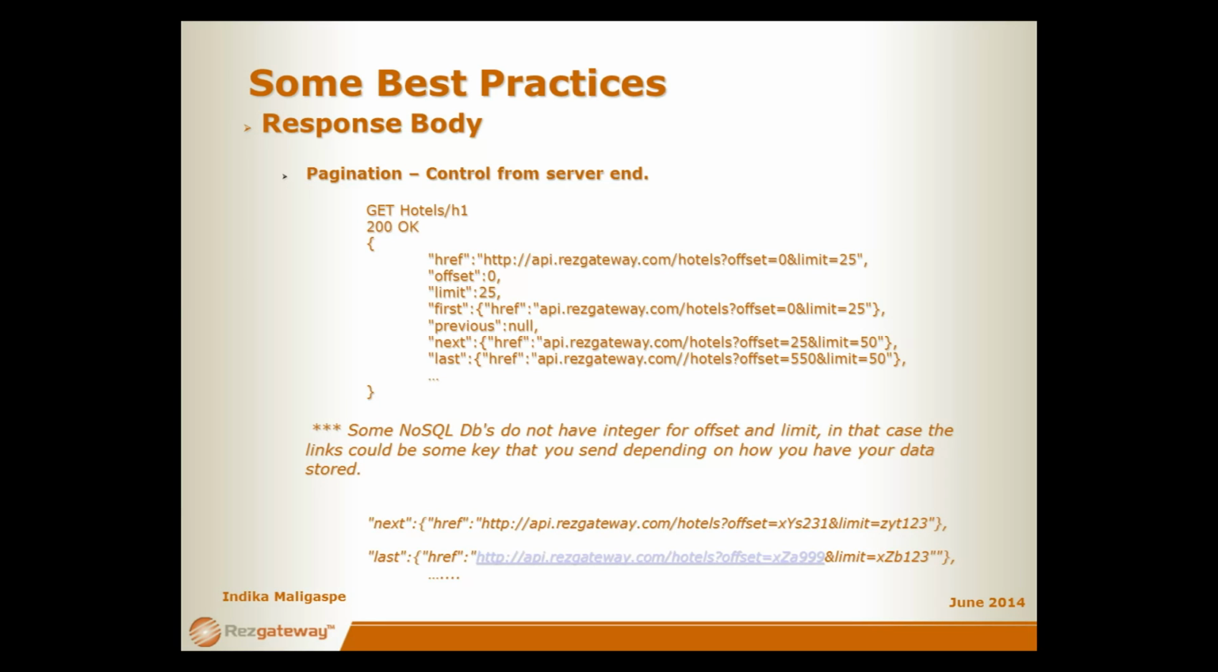And this becomes more important or more necessary if you're using NoSQL data structures, because some NoSQL data structures don't have offsets and limits. They work with the keys depending on how you have set up the data. So in a situation like this, handling pagination by the server from your API itself makes it much easier for the client.